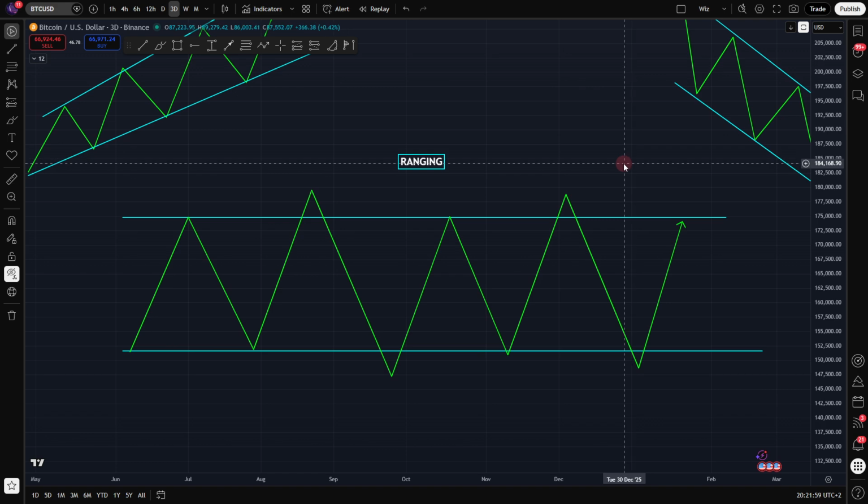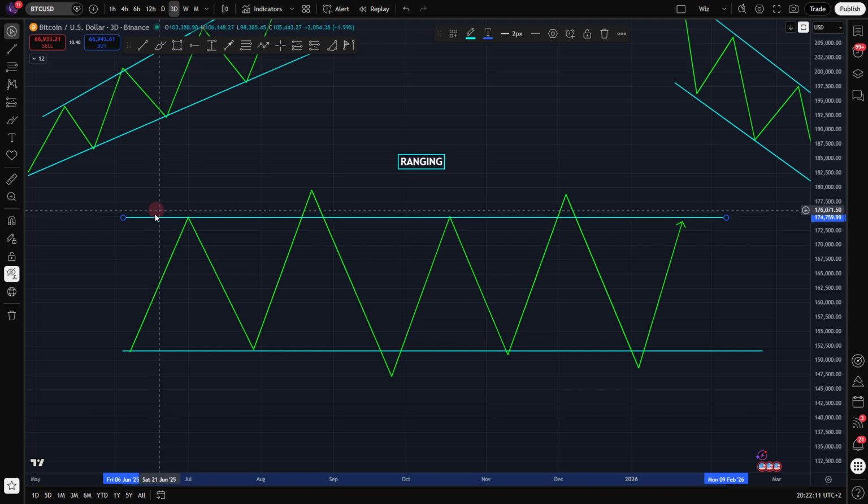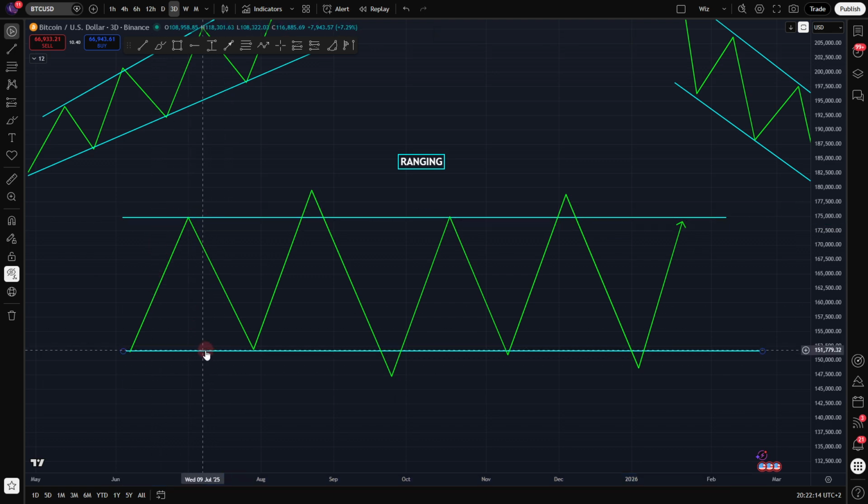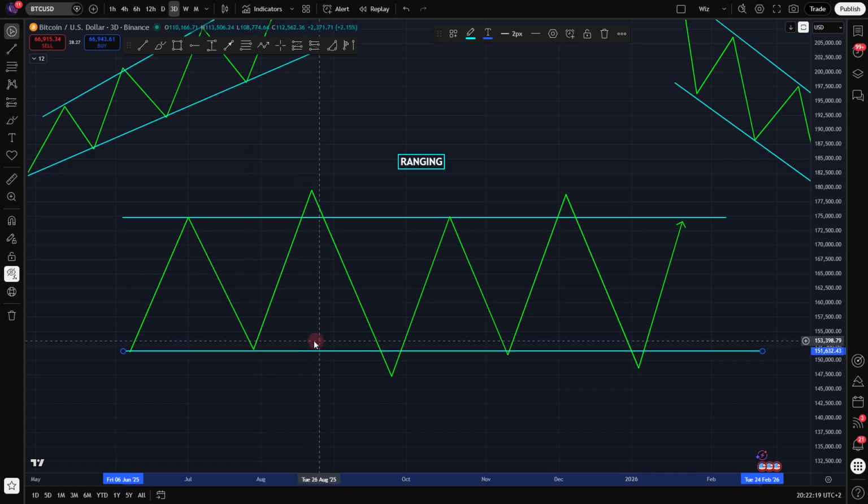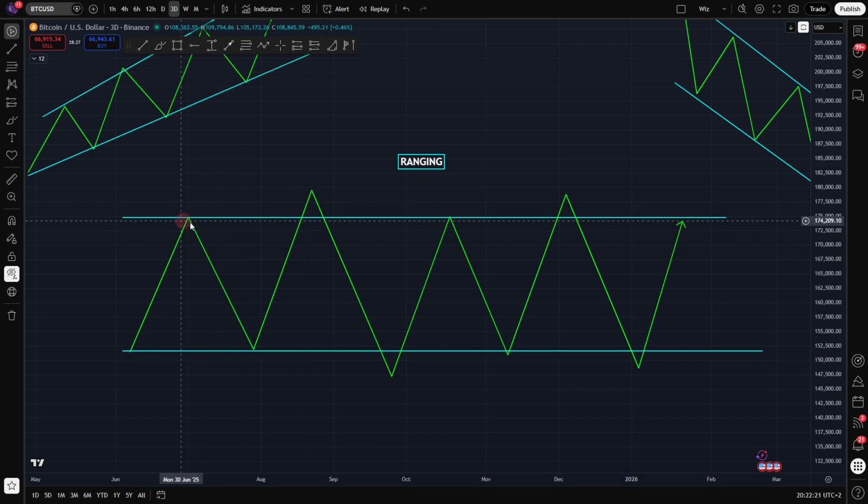Now this is the part most traders misunderstand. The sideways or ranging market is when the price moves between a defined high, which is our range high, and a defined low, which is our range low, with no clear direction. It creates equal highs and equal lows, but you also have failed breakouts on both sides, and of course choppy price action.